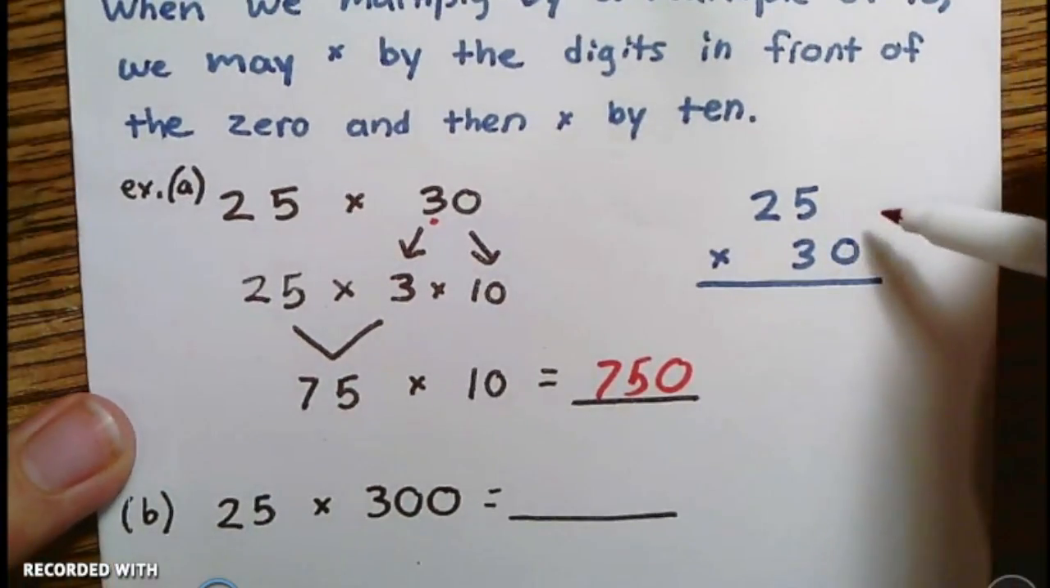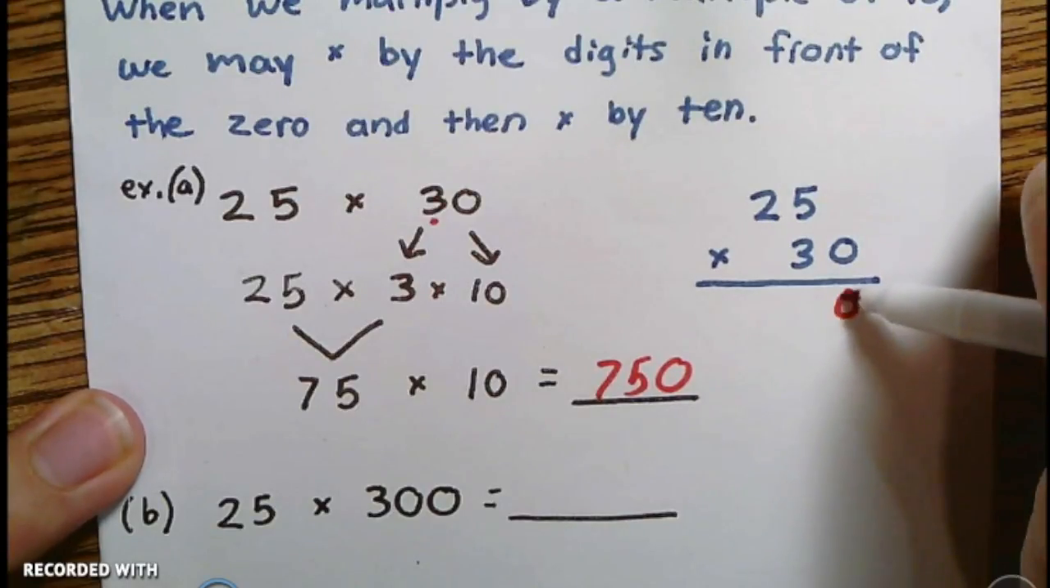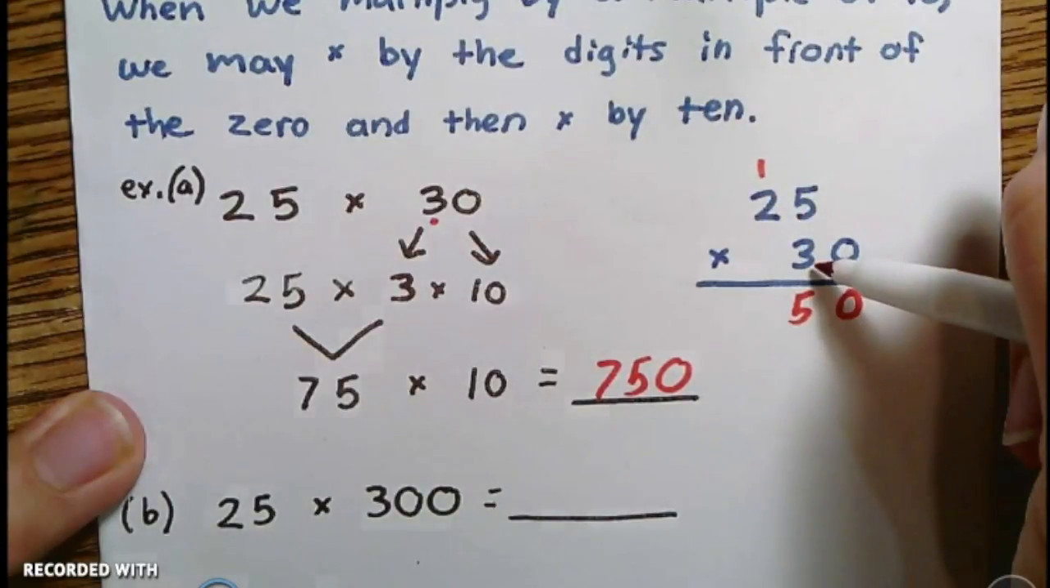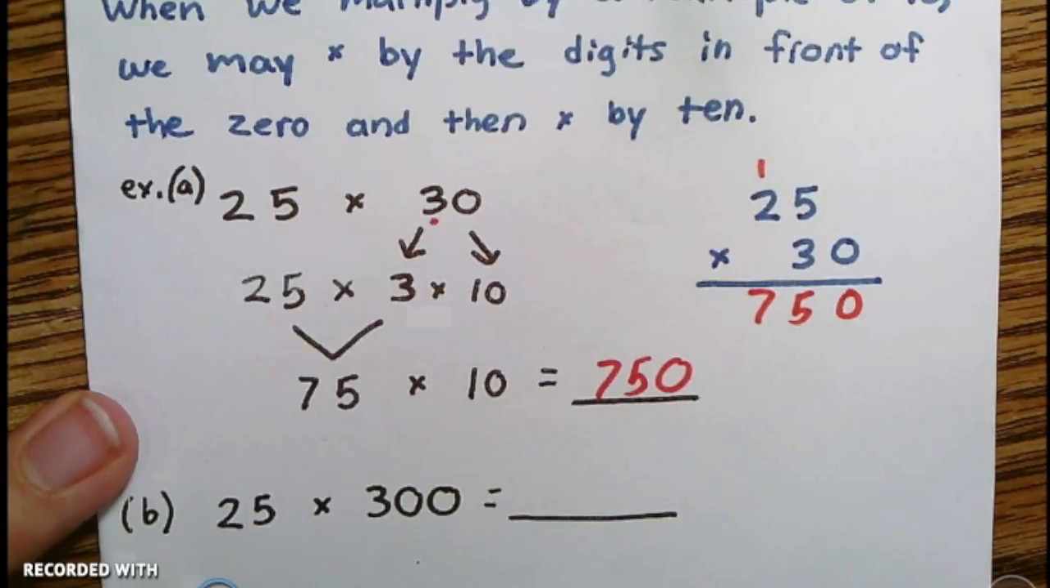If I were to do it traditionally and write it out, remember I can have my zeros hang out to the right and just bring them down. So 5 times 3 is 15, 2 times 3 is 6, plus 1 is 7. Checks out to be the same thing.